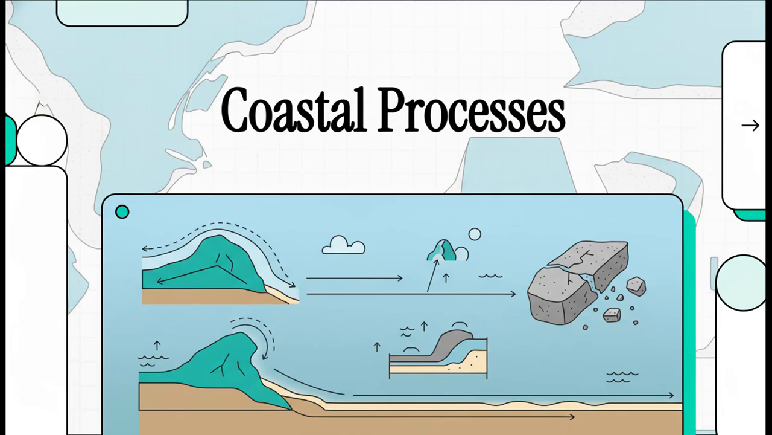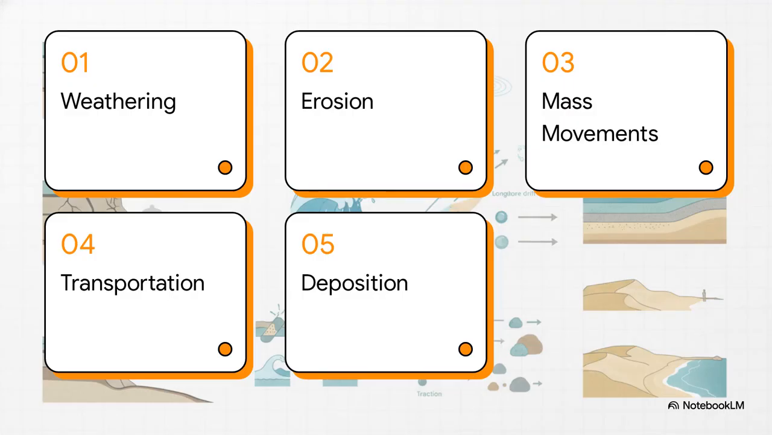Welcome to this explainer. Today we're breaking down the dynamic, constantly shifting world of coastal landscapes. If you're looking to master the interconnected coastal system model, well, you are definitely in the right place. Let's jump right into the geomorphic processes that break down, transport, and rebuild our shorelines. We can organize this continuous system into 5 distinct categories: weathering, erosion, mass movements, transportation, and deposition.